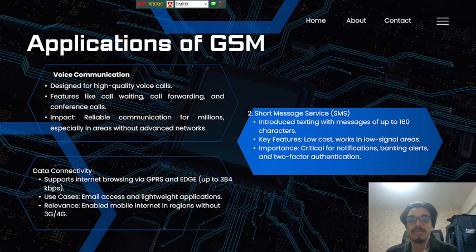The next is short message service, which introduced texting with messages of up to 160 characters, and its importance is critical for notifications, banking alerts, and two-factor authentication.